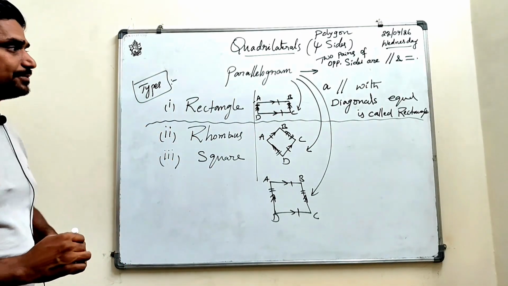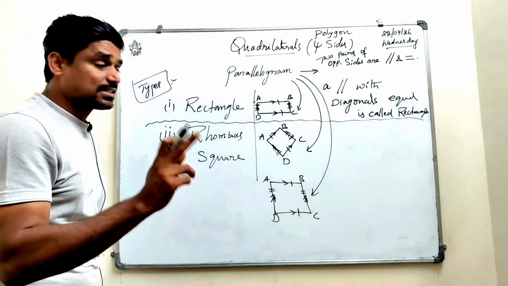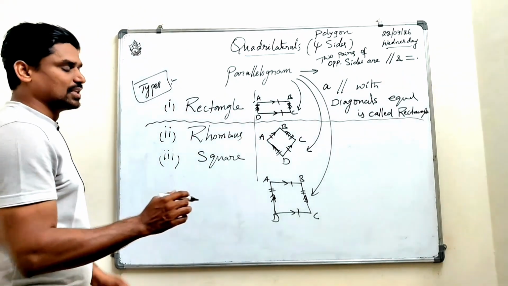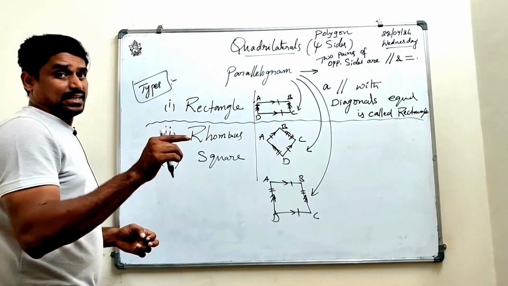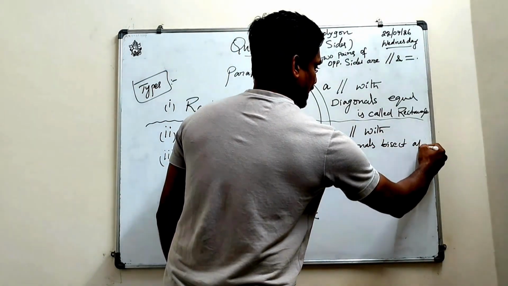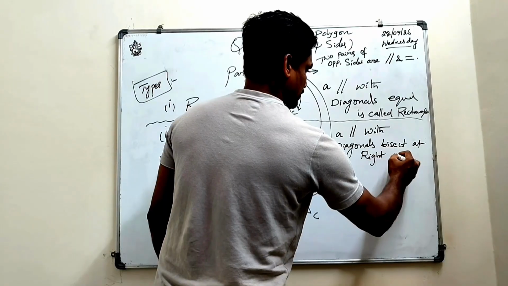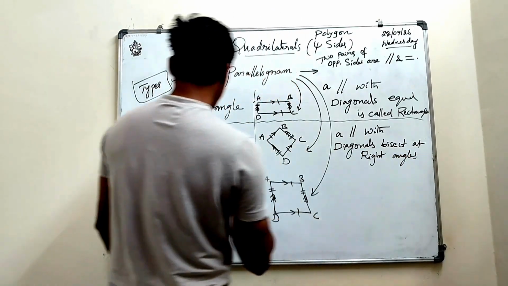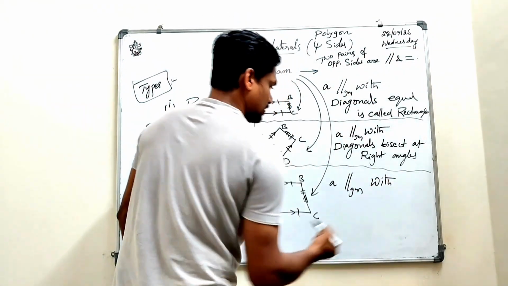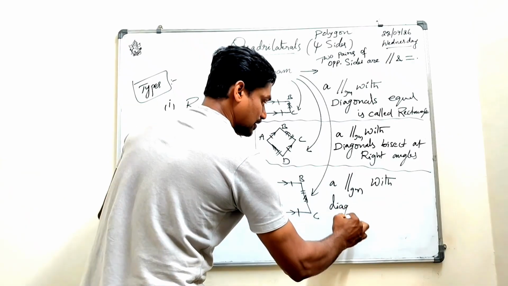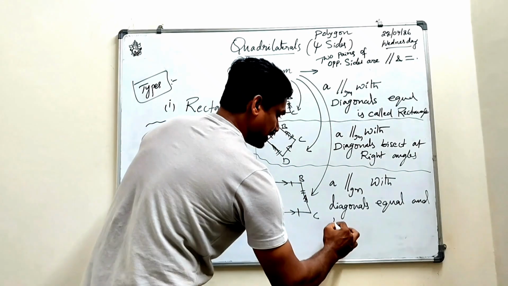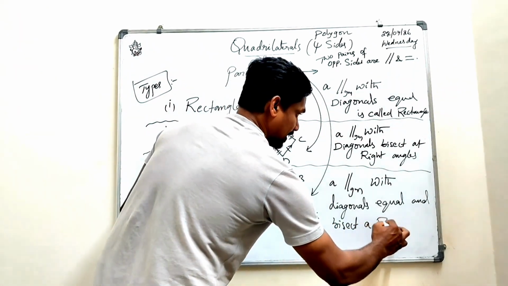Next, what is a rhombus? Here in a parallelogram the diagonals bisect but not at 90 degrees. Correct? So here also diagonals bisect. See, a parallelogram with diagonals bisecting at right angles. Yes. A parallelogram with diagonals equal and bisecting at right angles.